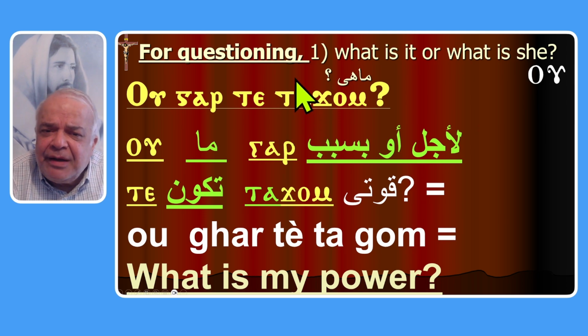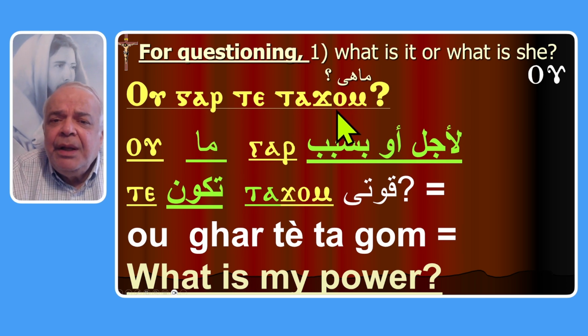Here it is a possessive article for feminine singular, which means that the word gom, power, is feminine. So O epsilon what? Te is. Gar, reason for. It's not mentioned here. Ta gom, your power.